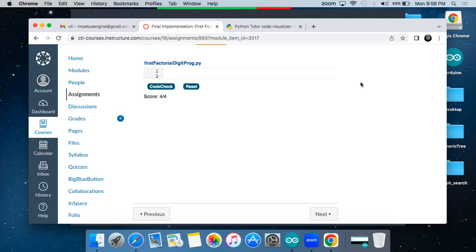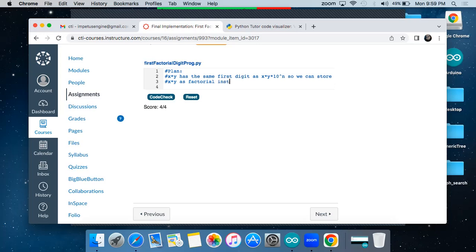So we got to the understand and match parts, and then we got to the plan part of our solution. We explained that x times y has the same first digit as x times y times 10 to the n. So we can store x times y as the factorial instead of x times y times 10 to the n.